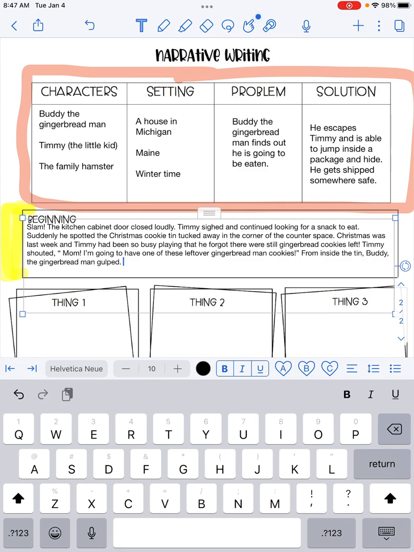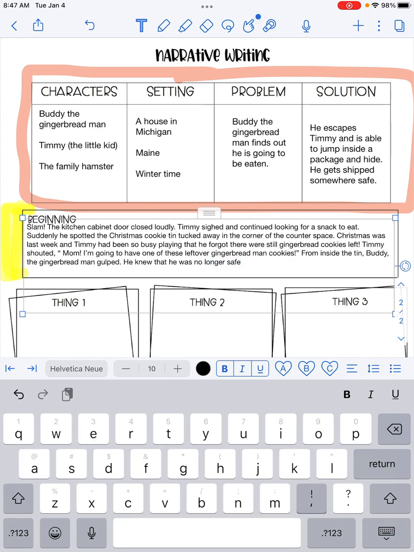What do I need to include now? He knew that he was no longer safe. Christmas may have passed, but he needed a plan to escape, or else he'd be eaten.